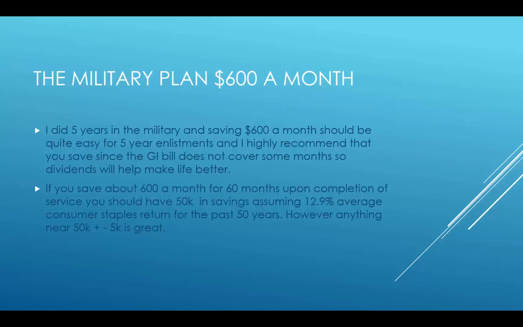Now, I did 5 years in the military, so saving $600 a month should be quite easy on a 5-year enlistment. And I highly recommend that you save. The GI Bill doesn't cover some of the months, so dividends will help make life better if you're in that circumstance. Now, if you save about $600 a month for 60 months, upon completion you should have about $50K in savings, assuming a 12.9% average consumer staples return for the past 50 years. However, anything near $50K, plus or minus $5K, can be a great return.